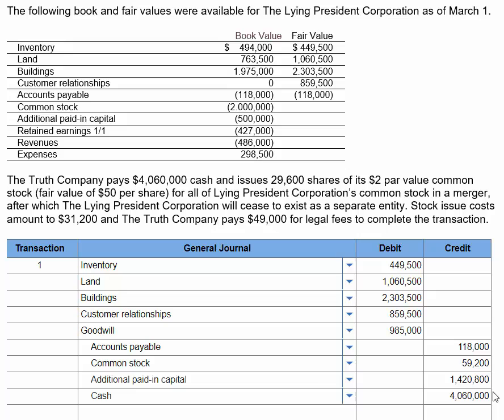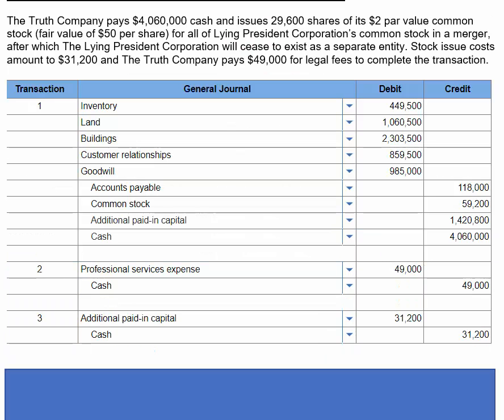And you could put a schedule together to calculate that, but you could also just put the journal entry together and you'll see that goodwill will just fall out. It has to, because that's what it represents. And we have two other entries to record. They said in the information provided that stock issue cost amounted to $31,200 and they paid $49,000 for legal fees. Well, legal fees are not to be included in the net assets of what we acquire, so we record that as an expense when it's incurred, and there you see the $49,000 of professional services recorded.